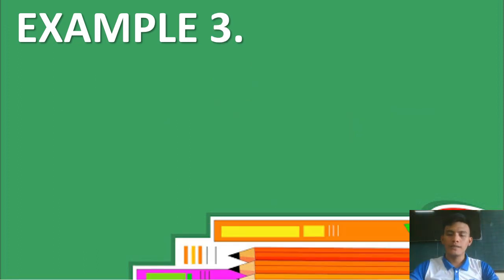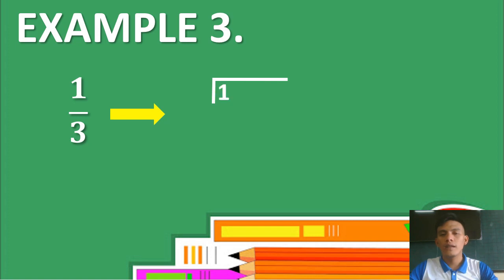Example number 3. The given is 1/3. 1 is inside, which is our numerator. 3 is outside, which is our denominator. As you can see, 1 is less than 3. So we put 0 beside 1. Before that, we need to add a decimal point first beside the number. The decimal point must be aligned. Then that's the time we can add 0.